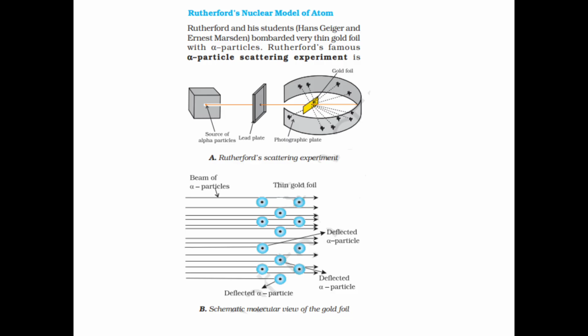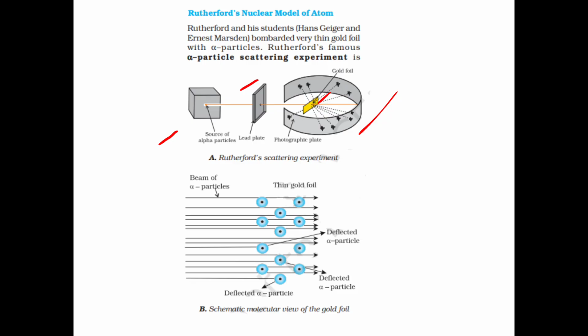Then come to the Rutherford nuclear model of atom. Rutherford and his students bombard very thin gold foil with alpha particles. Rutherford's famous alpha particle scattering experiment is this. So here is a source of the alpha particles. It is the lead plate and it is the gold foil here, and the thin surrounding the foil, gold foil.